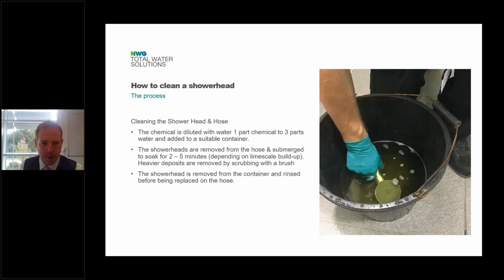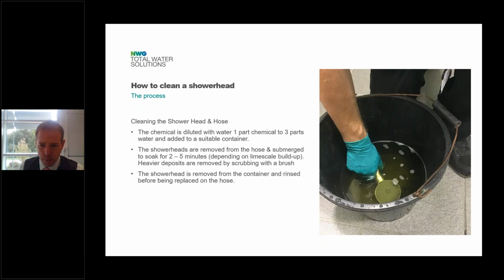So what's the process? On the right hand side, you can see a photograph of the bucket. The shower head and hose is firstly removed. The chemical is mixed up as a dilution of 3 parts of water to 1 part chemical. It's quite important to make that distinction from the start, to make sure you get your concentrations correct. The chemical is added into a suitable container. We used a bucket for this demonstration. The shower heads and hoses are removed and added into the chemical.